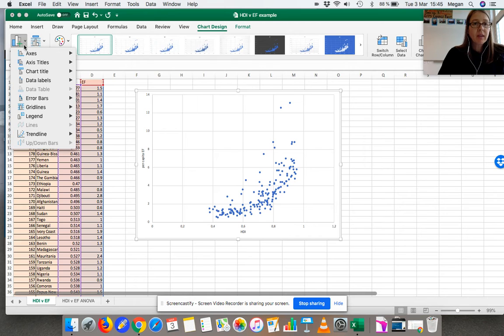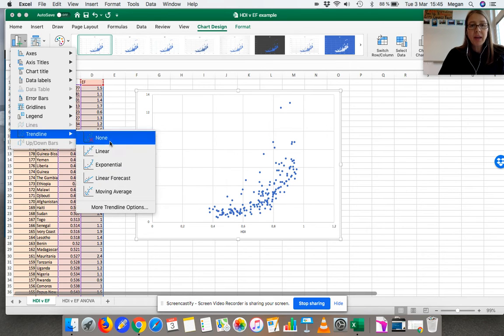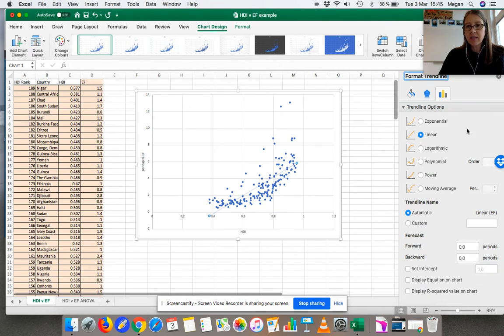So generally, when you go into trendline, you don't want to pick any of these normal ones. You want to go straight to more trendline options. Okay, so I'm going to click on that, and I have this box that came up on the side. So right now it's chosen linear trendline. And the other thing you're going to want to do is display the equation on the chart and display the R-square value on the chart.